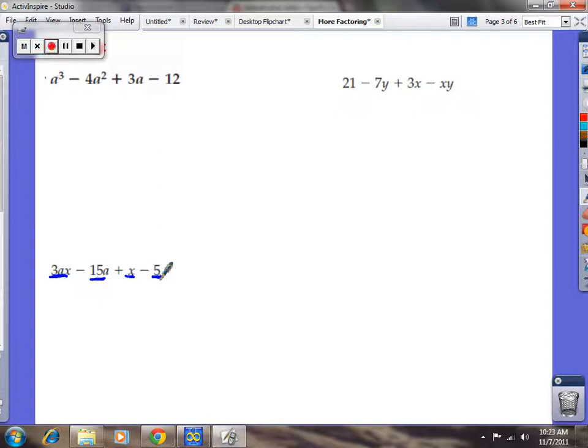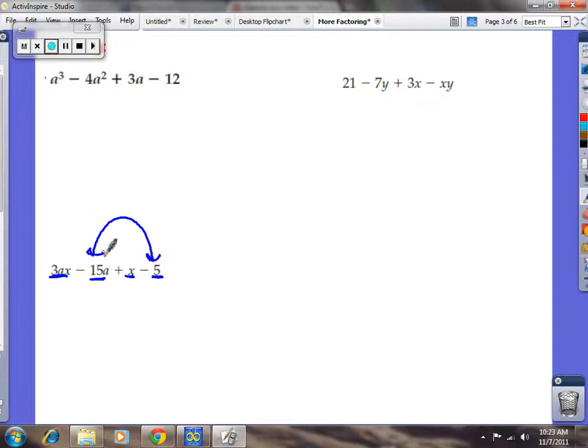So there's 4 terms. Which 2 do you want to look at? And there's a little freedom. There's not an exact 2 that you have to look at. Which 2 jump out at you? They got something in common. Okay, so the 15a and the 5. You want to look at those 2?